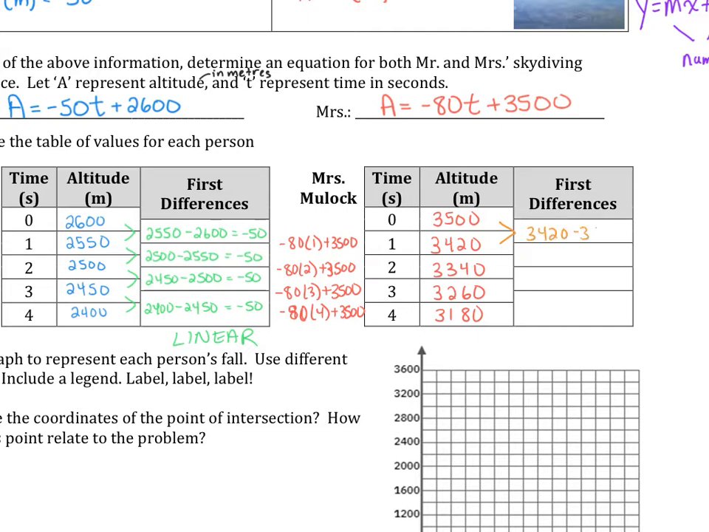3,420 minus 3,500 is negative 80. 3,340 minus 3,420 is negative 80. The next one is 3,260 minus 3,340, which is negative 80. And the last one is 3,180 minus 3,260, which is negative 80. These are all the same, so this one is also linear.